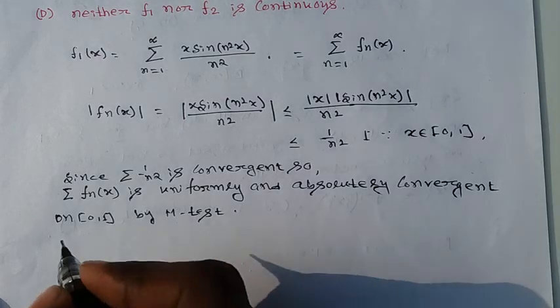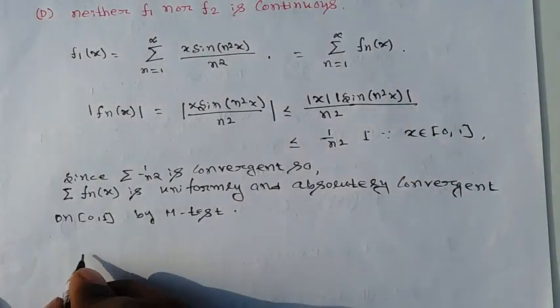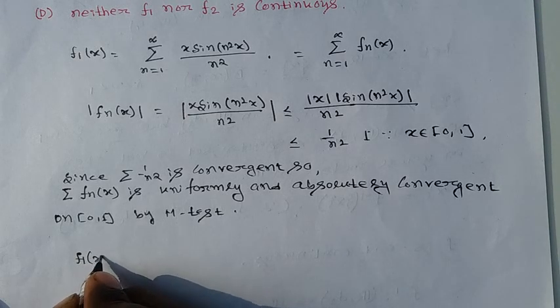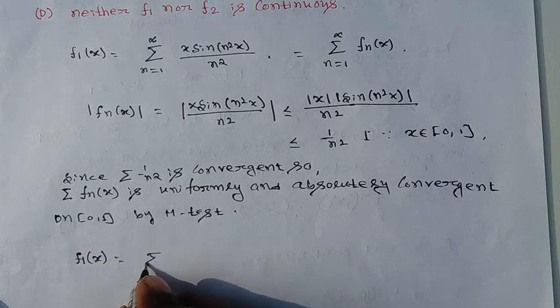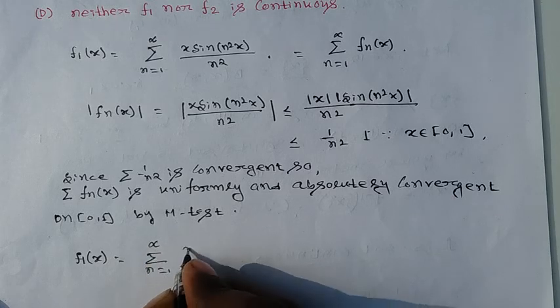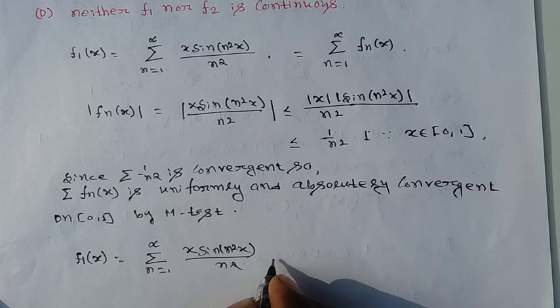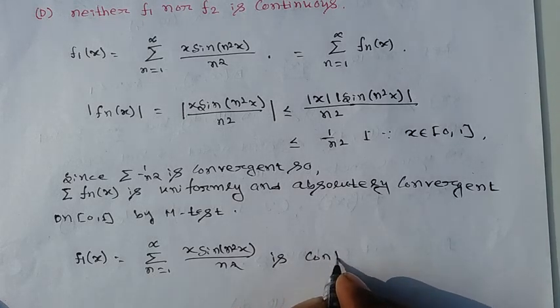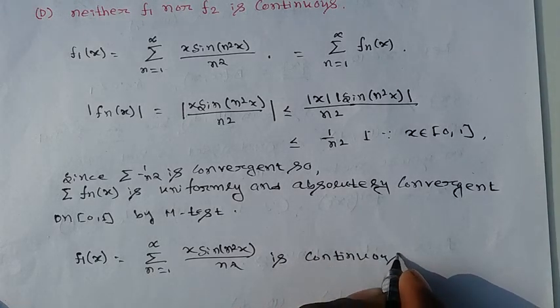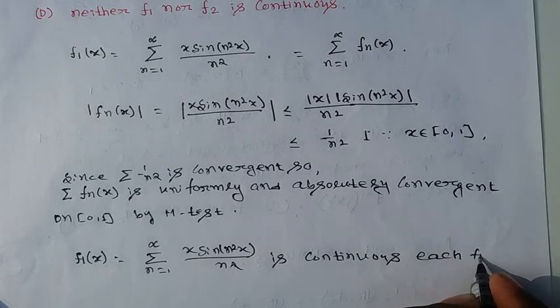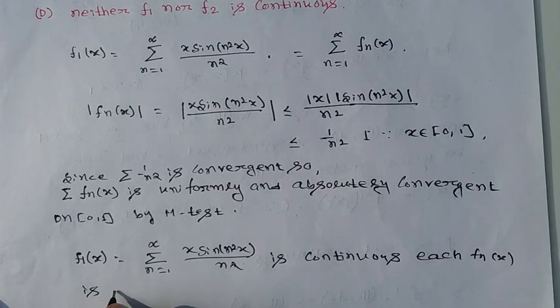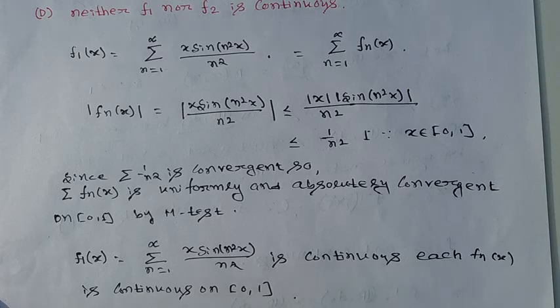So the sum function, the summation n=1 to infinity of x sin(n squared x) by n squared, is continuous since each fn(x) is continuous on the closed interval 0 1. So that's why f1(x) is also continuous.